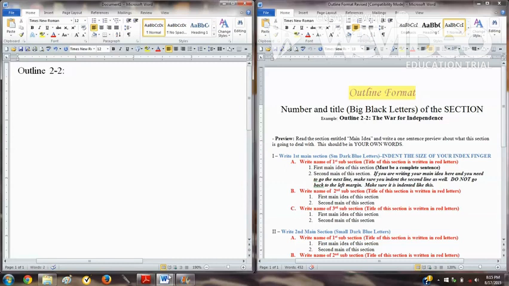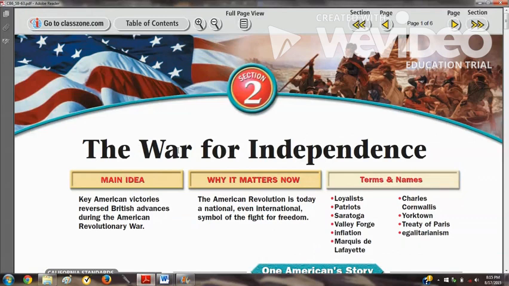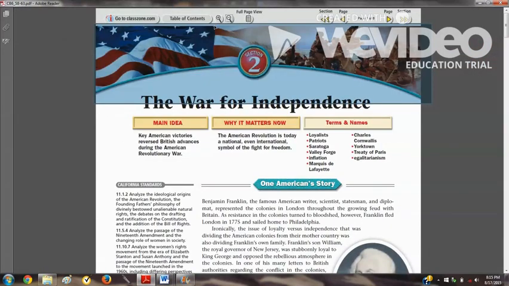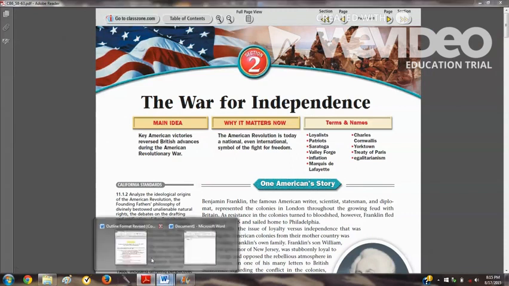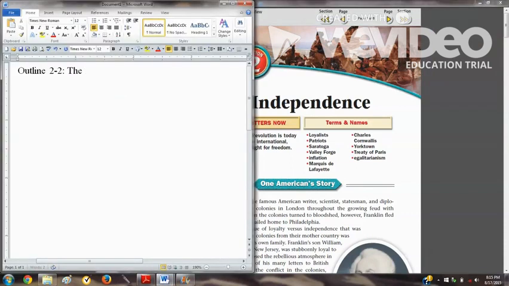Let's go to the book. The book, big black letters right here in the front, is going to be The War for Independence. So then we're going to go back to our paper and we're going to write The War for Independence. All right, then we're going to go to the next line.